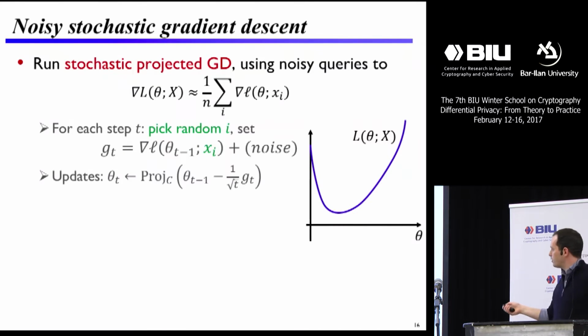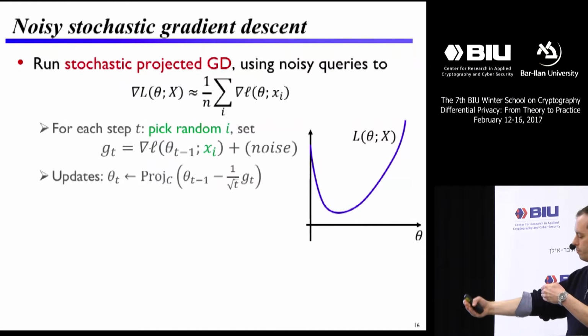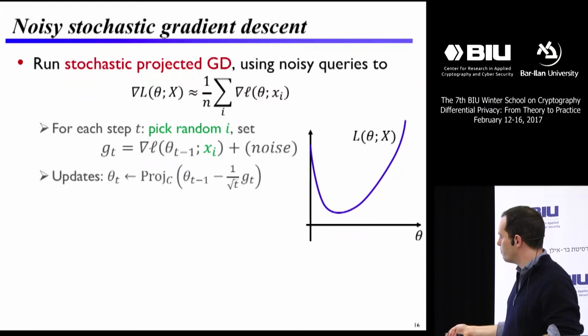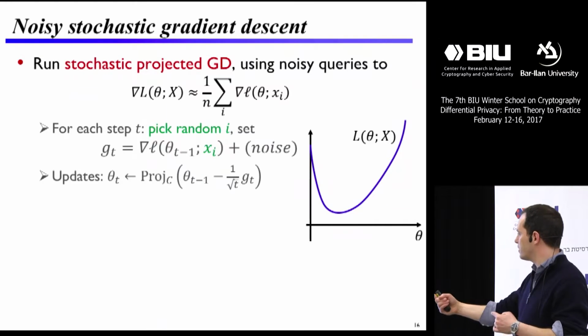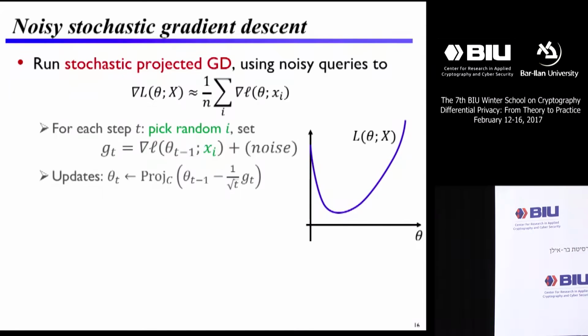The noisy version of that is you pick a random point in your data set, compute its gradient, add noise to that gradient, and then use that noisy gradient to take a step, hopefully towards the minimizer. The way you do this is you take the parameter vector you're maintaining, subtract off this noisy gradient, and if it happens to take you outside of the set C, you project back in. Okay, so this idea is obviously fairly simple.